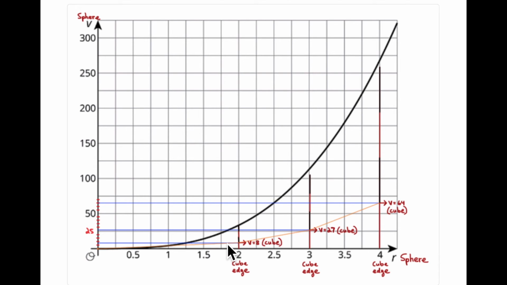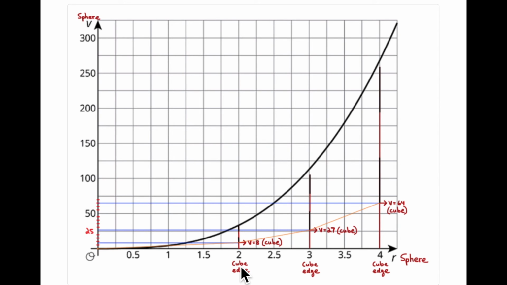So that's what this very thin orange graph is here. So if the cube has an edge length of 2 units, then it's going to have a volume of 8. 2 times 2 is 4. 2 times 4 is 8. If the cube has a length of edge of 3 units, it's going to have a volume of 27 cubic units. So 3 times 3 is 9. 3 times 9 is 27. And if the length of the edge is 4 units, 4 times 4 is 16. 4 times 16 is 64 cubic units.